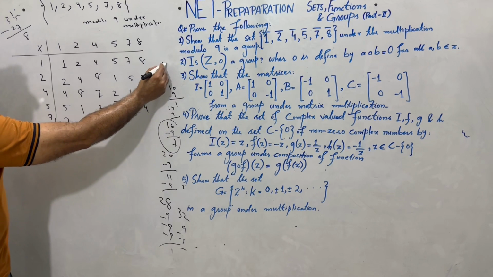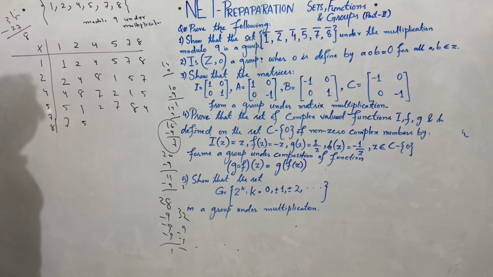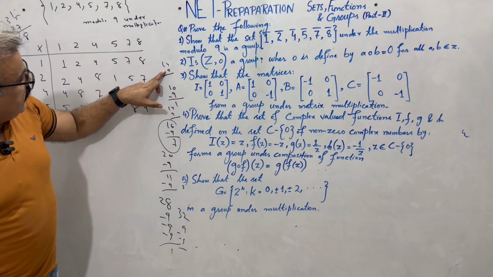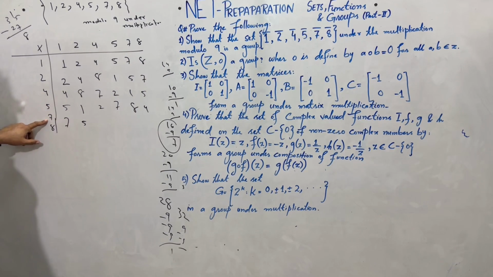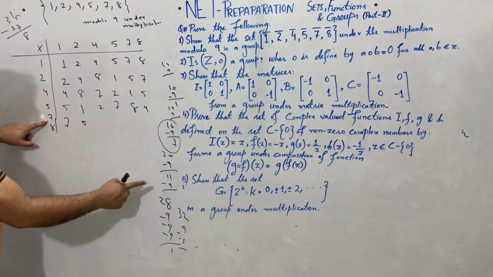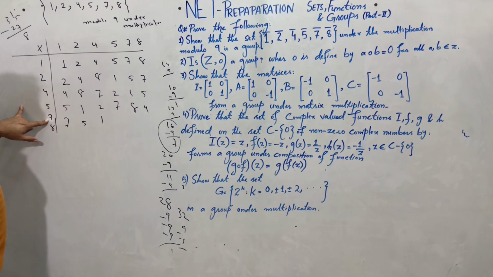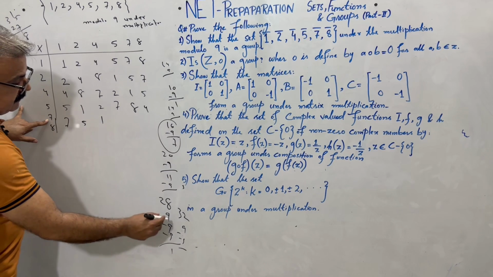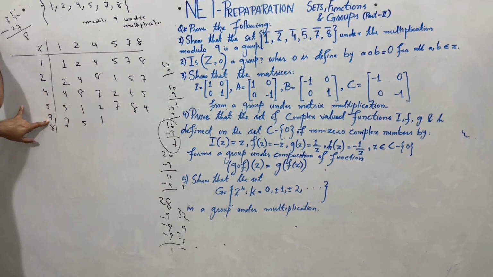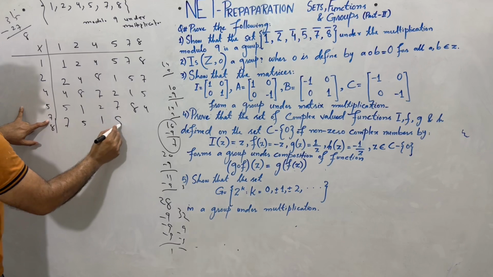14 minus 9 gives 5. Now again, 4 times 7 is 28. 28 minus 27, I will get 1. 5 times 7 is 35, and 35 gives me 8.